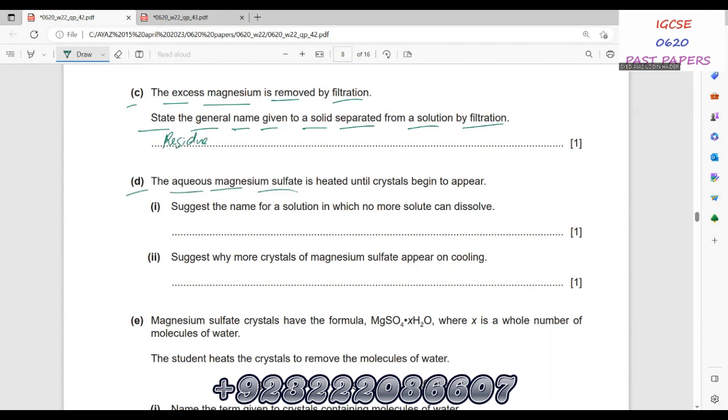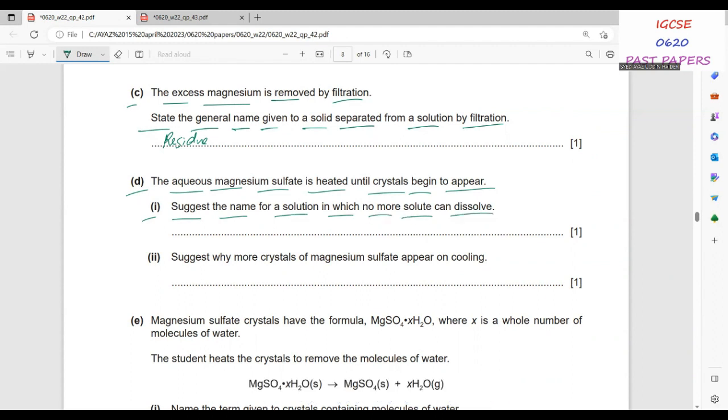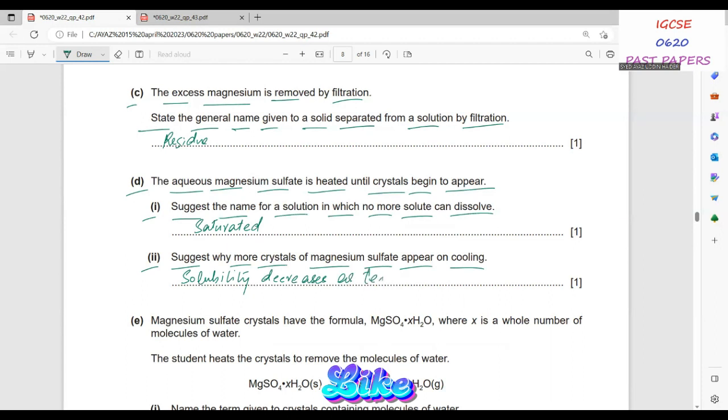D, the aqueous magnesium sulfate is heated until crystals begin to appear. 1, suggest the name for a solution in which no more solute can dissolve. We call it saturated solution. 2, suggest why more crystals of magnesium sulfate appear on cooling. Solubility decreases as temperature decreases.